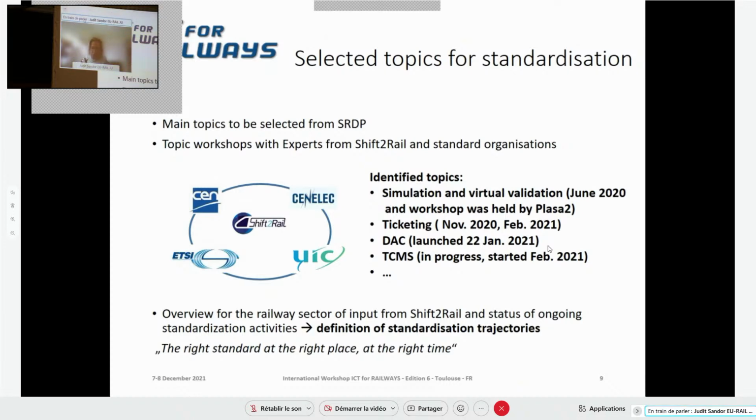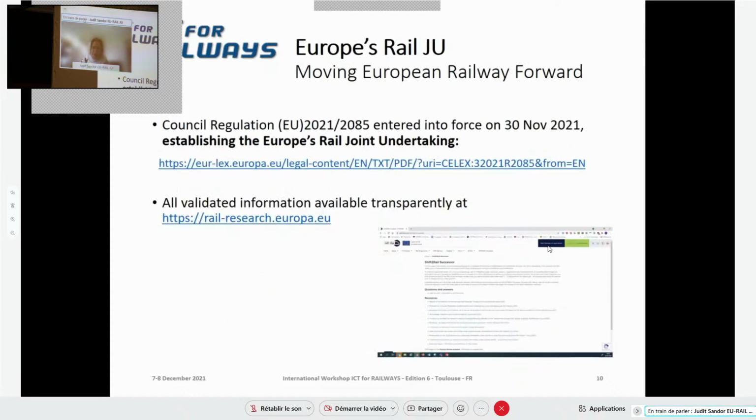If you go to the next slide, please, I am going to talk about the future that was already mentioned by Leonardo and Vafka: the new joint undertaking, Europe's Rail JU, entered into force on the 30th of November.